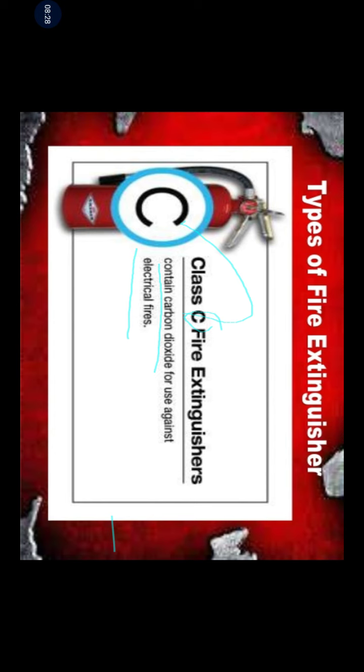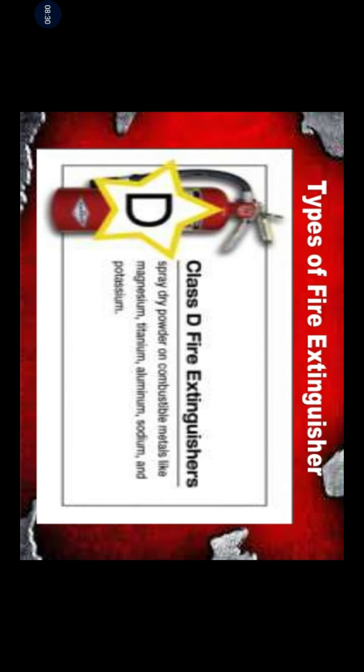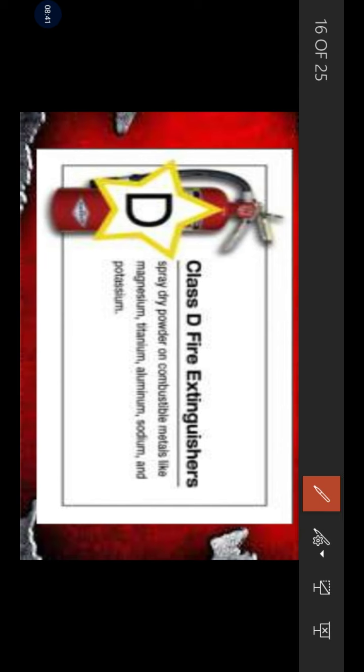The next one, class D fire. Spray dry powder on combustible metals like magnesium, titanium, aluminium, sodium and potassium. Here we can notice that we use spray dry powder. What are the metals? Magnesium, titanium, aluminium, sodium and potassium.